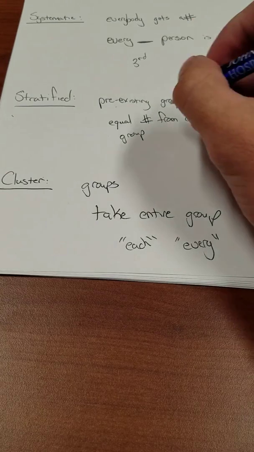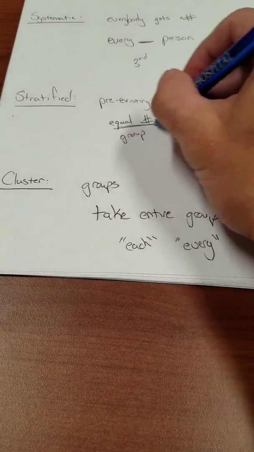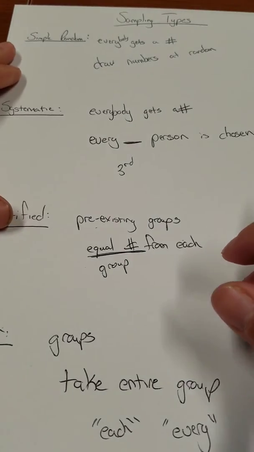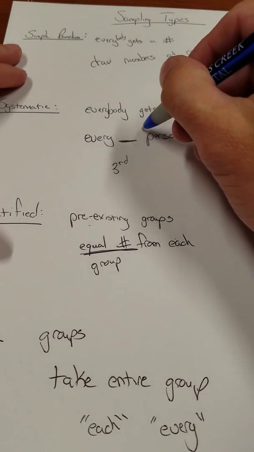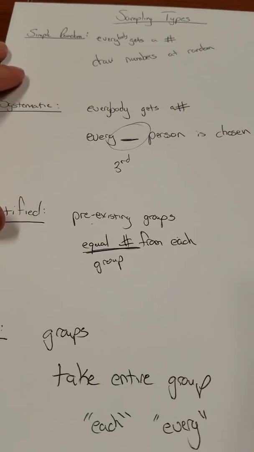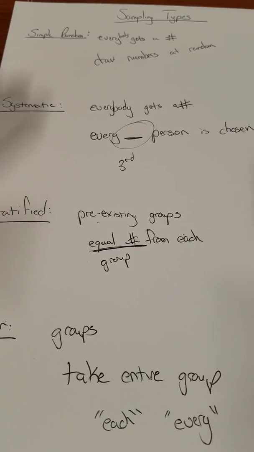If you're looking at a grouping and we're taking an equal number from each group, then it's stratified. Systematic: if everybody's getting a number and then we're taking every blank person, 3rd, 5th, 7th, 129th, it doesn't matter. That's systematic. There's a system to it. Simple random: everybody gets a number, you draw numbers at random. It's probably going to say the word random in there, but don't go off just that word. It's completely a lottery type deal. That's simple random. So those are your different sampling types. It's important to know those.